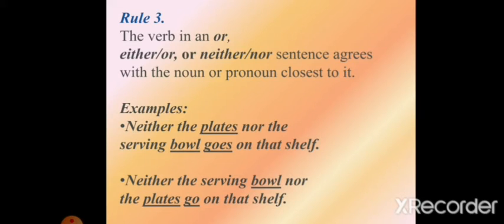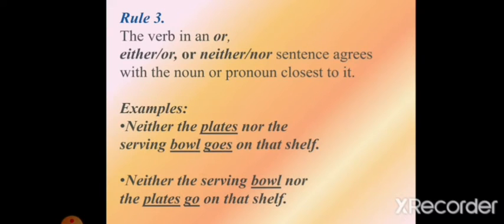So you will understand that you are using the verb that is closest to the noun. So the closest noun is bowl. Do you understand? Neither the plates nor the serving bowl goes on that shelf. So goes is a singular verb.